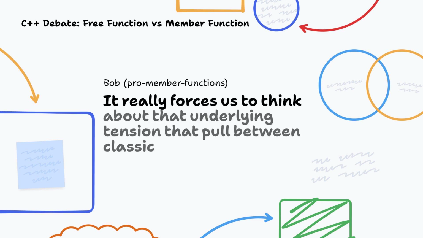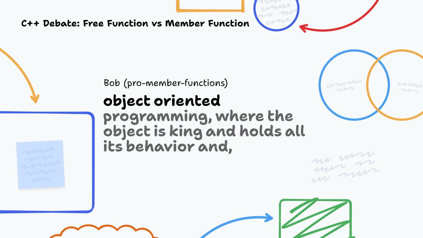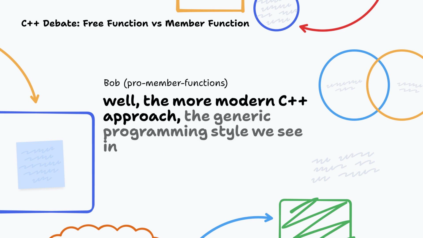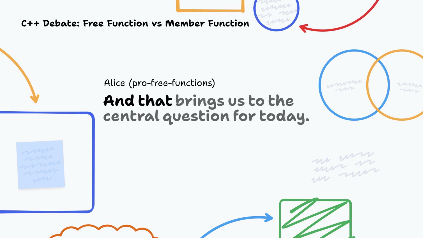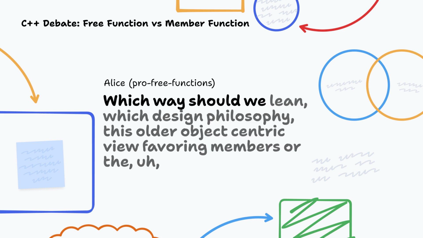It really forces us to think about that underlying tension, that pull between classic object-oriented programming, where the object is king and holds all its behavior, and the more modern C++ approach, the generic programming style we see in the STL ethos, as you called it. Right. And that brings us to the central question for today. Which way should we lean?